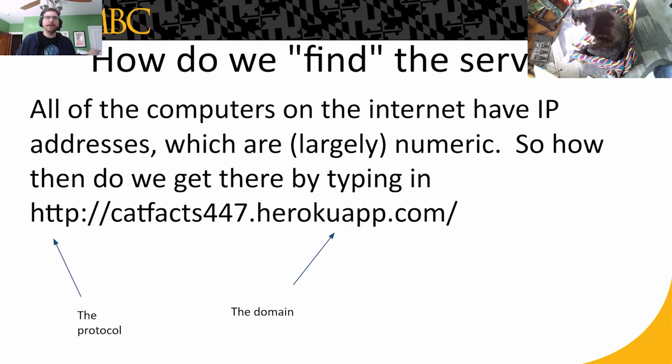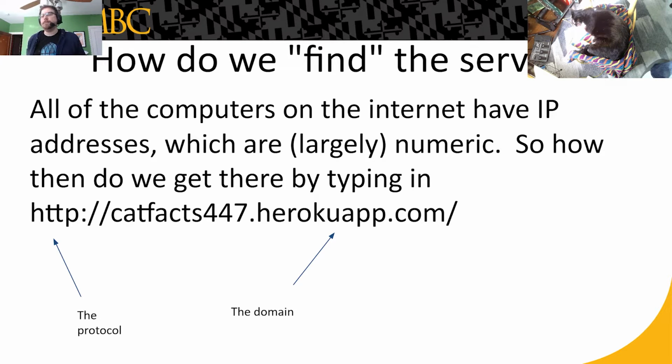So then where does catfax447.herokuapp.com come in, right? Where did we get the IP address from that? How did we make that leap? Well, first thing, let's talk about what that URL is. The beginning of the URL, http:, specifies the protocol. And here we're saying hypertext transfer protocol, which is HTTP. That is what's assumed in the vast majority of interactions that you're going to have through a web browser, that you want to use HTTP.